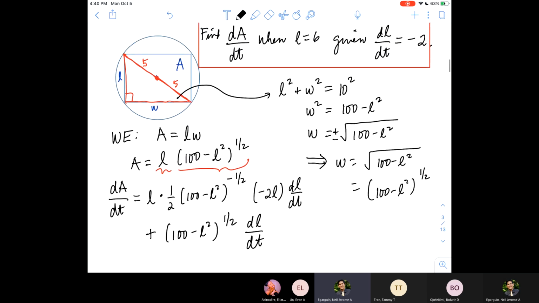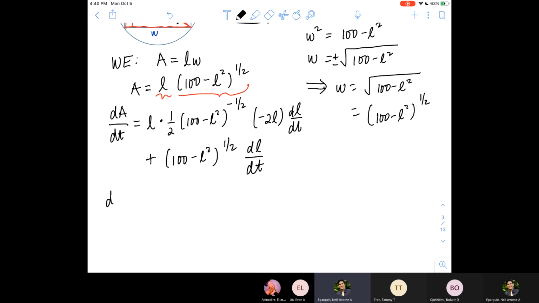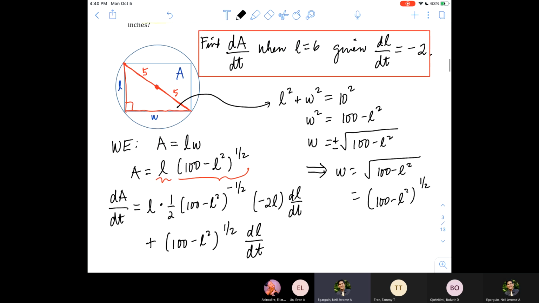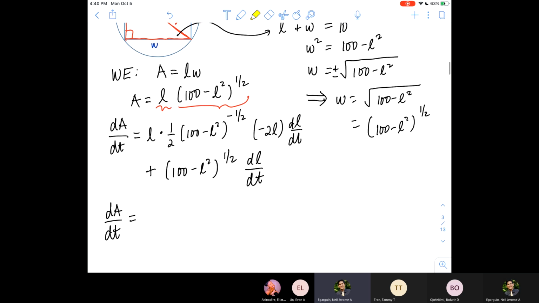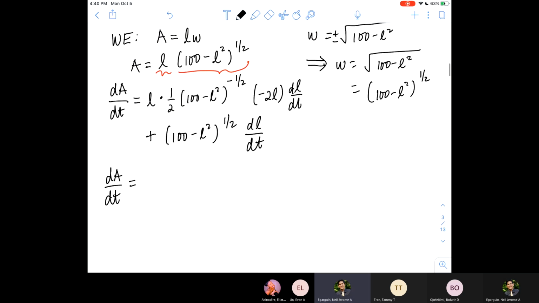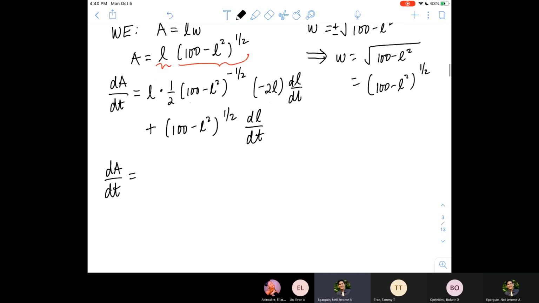Go back to our mathematical sentence here. We're looking for dA over dt. So dA over dt equals, what is the value of L? L is 6, and dL over dt is negative 2. So I'll just simply plug those in here. So we'll have, again, L is 6 times 1 half.